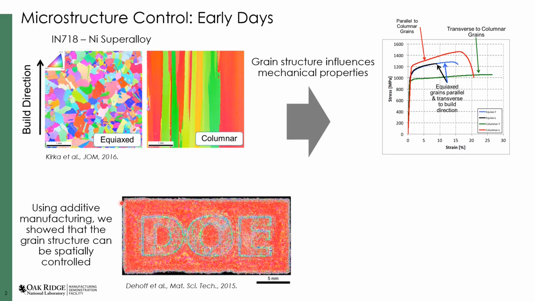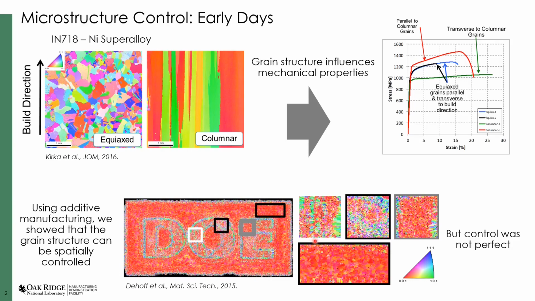So early on, we did some work, and this is actually before I joined the lab. A colleague of mine, Ryan Dayhoff, did some work trying to show that we could use different scan patterns to get different grain orientations in different regions. However, this kind of early work was imperfect. And so if we take a closer look at these different regions, it's not that we have a purely equiaxed or purely columnar microstructure. We very often get more of a mixed microstructure in different regions.